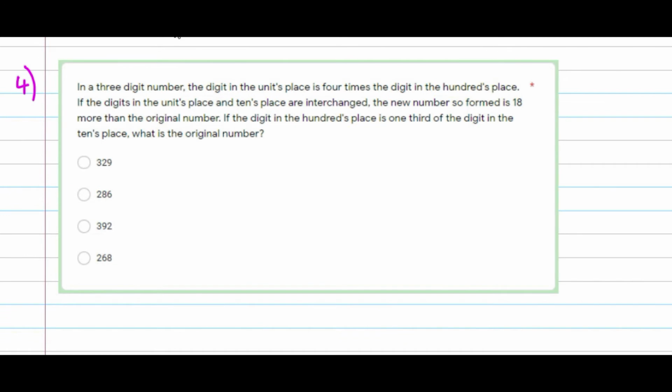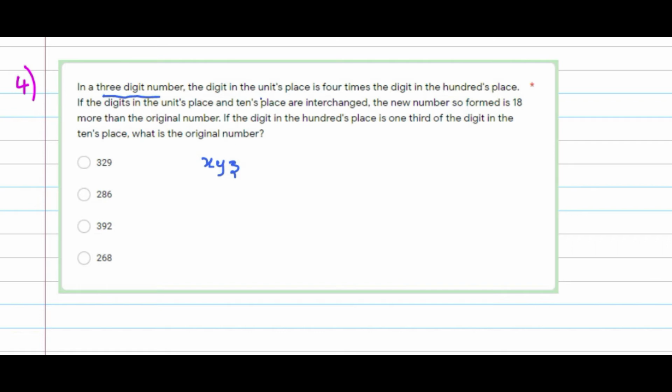In a 3-digit number, the digit in units place is 4 times the digit in the hundreds place. If the digits in the units place and tens place are interchanged, the number so formed is 18 more than the original number. If the digit in the hundreds place is 1/3 of the digit in the tens place, what is the original number? So it is a 3-digit number. So let me take it as x, y, and z.